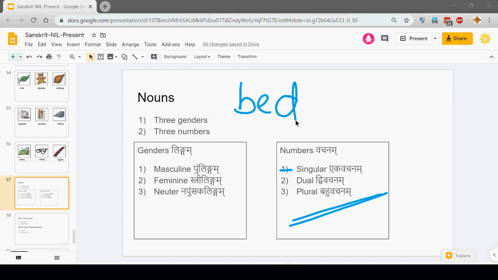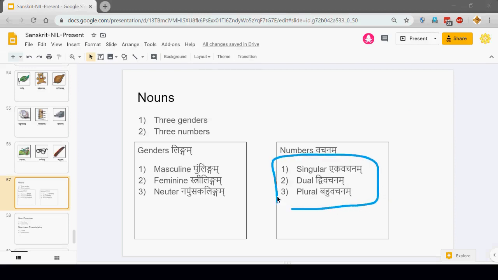If there are more than one bed, then we use the plural form. We just add s to it. Most of the time we add s in the English language. Beds, right? Bed is one bed. Beds means more than one bed. So there are only two numbers in the English language, singular and plural. But in Sanskrit there are three numbers.